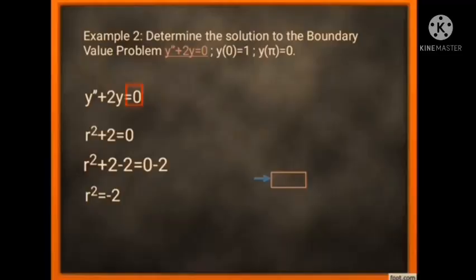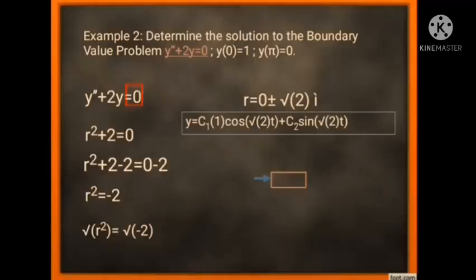And take the square root of both sides. So the square root of r squared is equal to the square root of negative 2. Since it is a negative value, we will be dealing with imaginary values. So r is equal to 0 plus or minus the square root of 2 times the imaginary number. Remembering that when we get imaginary roots of the characteristic equation, we should use the sine and cosine equation. So our general solution will be y is equal to c1 times 1, since e to the power of 0 is equal to 1, cosine of square root of 2 times t plus c2 sine square root of 2 times t.